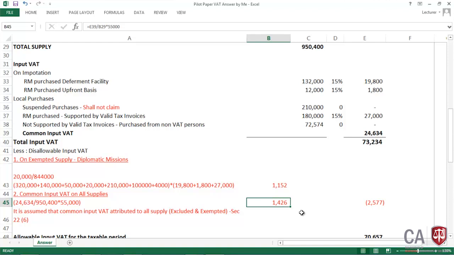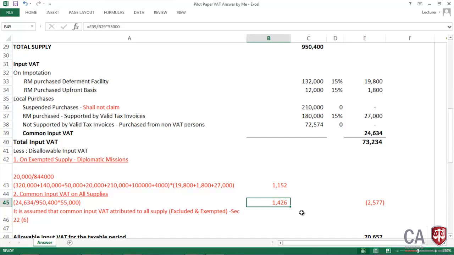Now there may be arguments on the interest, dividends, share disposal proceeds and motor vehicle exemptions; all these things can be attributable to common input VAT. Then it is different case by case. In this question, that information has not been given. We don't know the input VAT for dividend income, what is the amount, or the sale proceeds, what is the amount. Therefore, I have put the assumption that common input VAT is attributable to all supply, that means excluded and exempted plus liable part, including exempted and excluded, section 22.6.